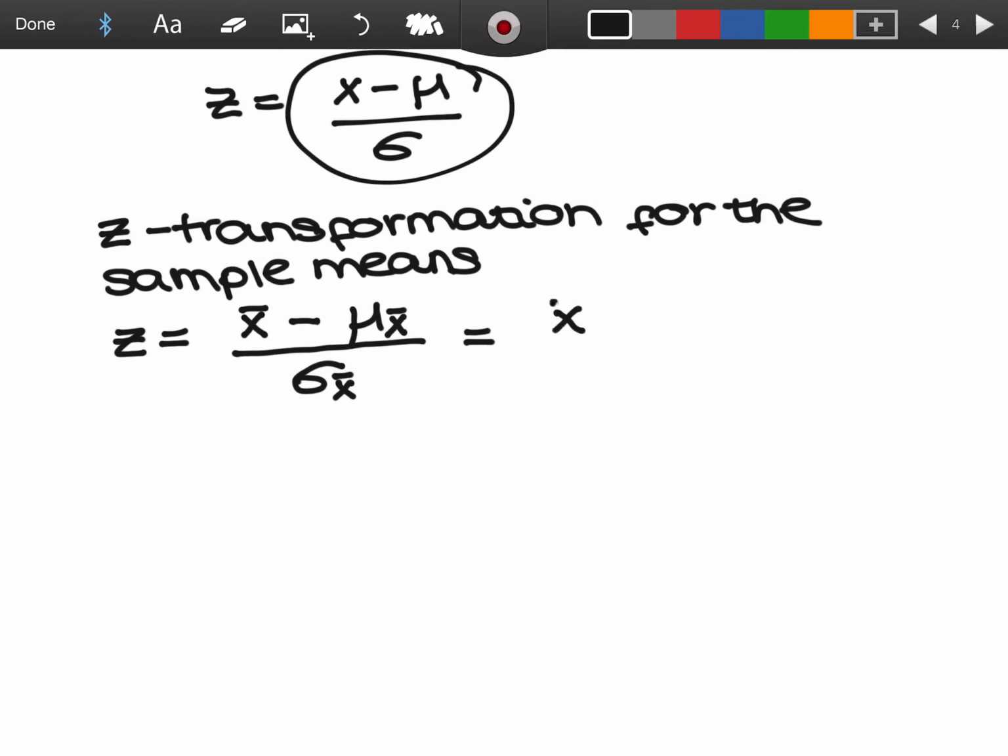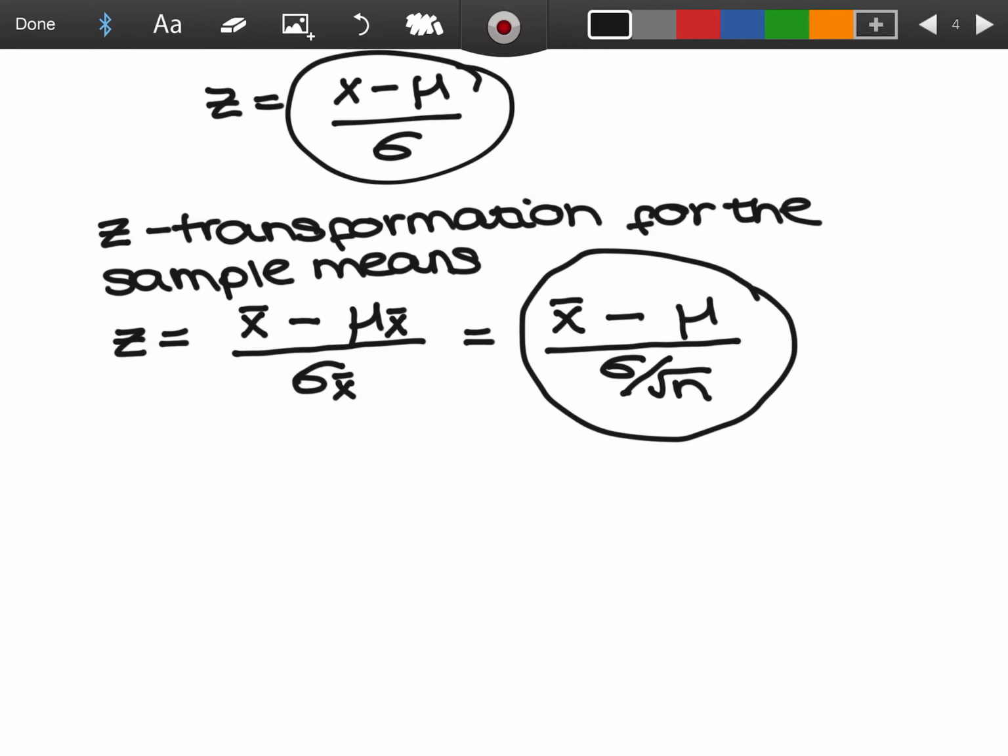If we substitute in what we found, the mean of the sample means is just my population mean. The standard deviation of my sample means was the standard deviation of the data points divided by the square root of the sample size. So whenever you are calculating probabilities with sample means, you always use this Z transformation here, okay? We're going to do a couple of examples so that you can see how this works.